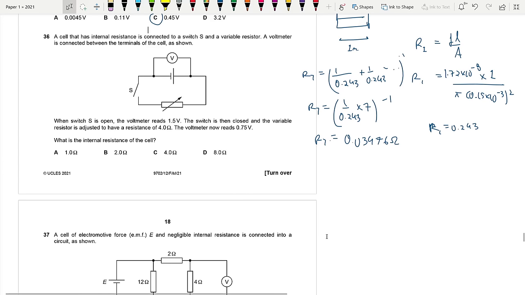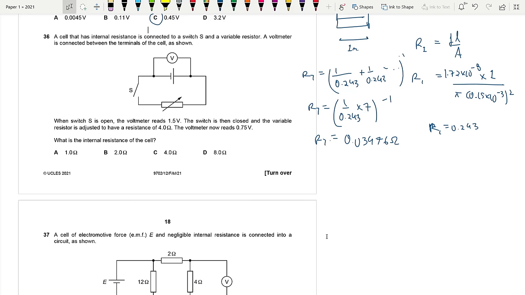A cell that has internal resistance is connected to a switch S and a variable resistor. A voltmeter is connected between the terminals of the cell as shown. When switch S is open, the voltmeter reads 1.5 volts. Okay. So guys, when the switch is open, no current is flowing, right? So we are actually getting the EMF of the battery, not the terminal PD, the EMF of the battery.